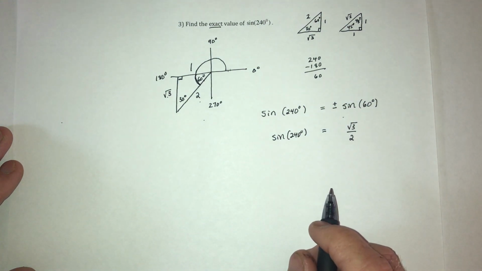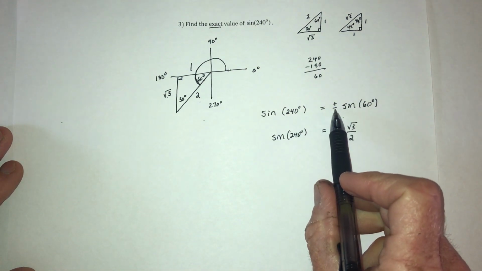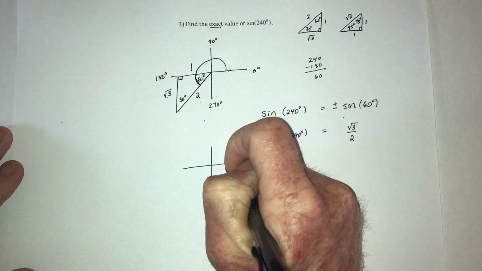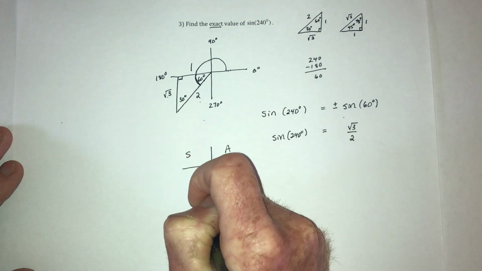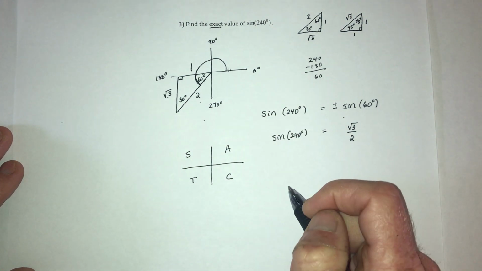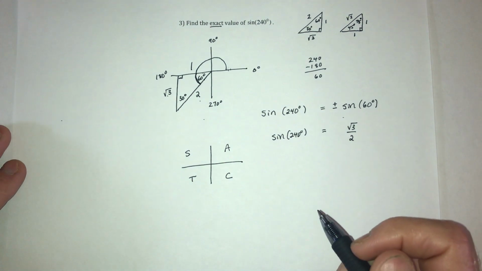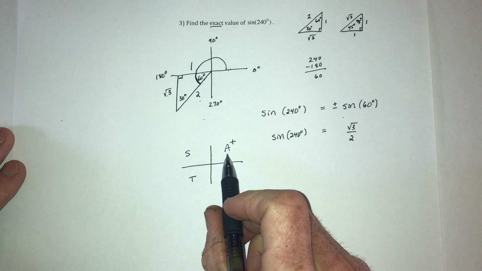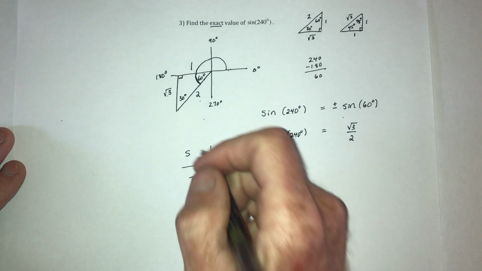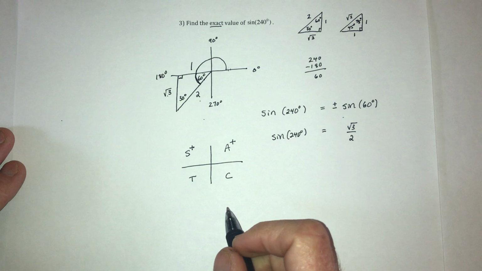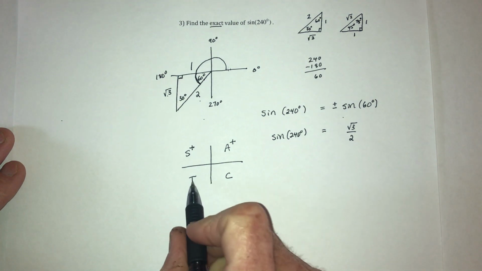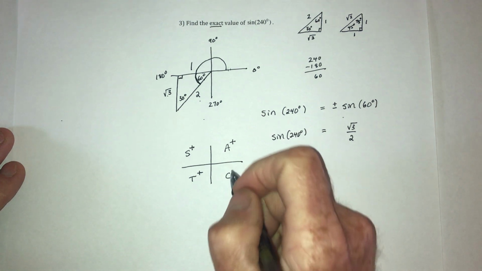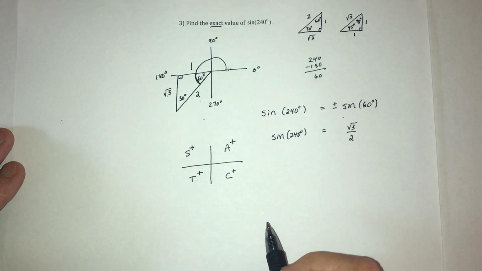So we've almost got our answer. Just need to decide, is it supposed to be positive or negative? Well, that's where this little thing comes in real handy. A smart trig class. This tells you when the functions are positive. So in the first quadrant, all of the trig functions are positive. In the second quadrant, sine would be positive. In the third quadrant, tangent would be positive. And in the fourth quadrant, cosine would be positive.